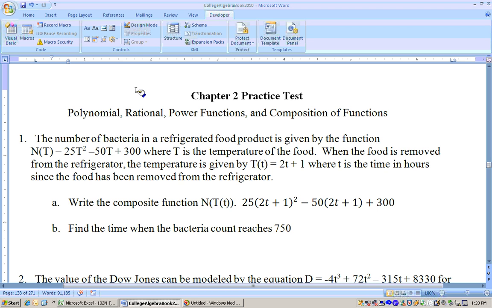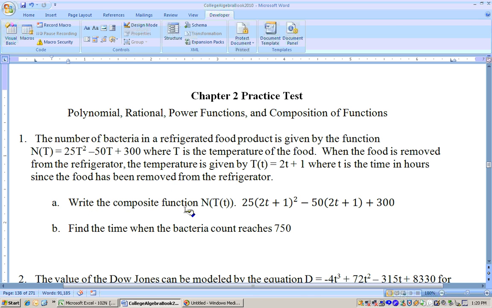Okay, this is the practice test for Chapter 2, and the first problem says the number of bacteria in a refrigerated food product is given by this function here, and capital T is the temperature of the food, and N is the number of bacteria. It says when the food is removed from the refrigerator, the temperature is given by this function here, capital T of little t. Capital T stands for temperature, and little t stands for the amount of time in hours that the food has been out of the refrigerator.